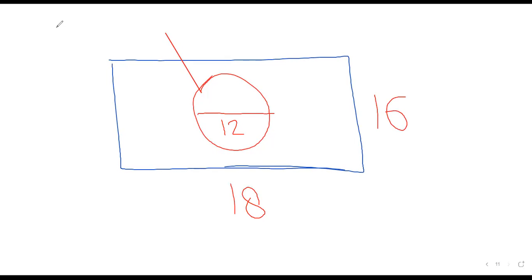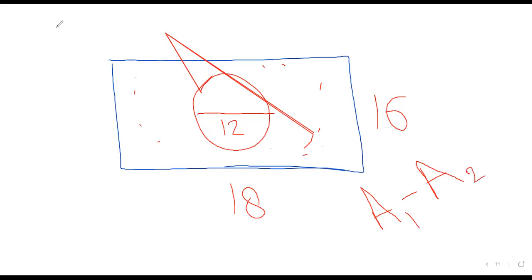The area of the exposed floor is the difference between the area of the entire floor and the area of the rug. First, find the area of the entire floor. So it's very simple now. You will have to find this uncovered area: the area of the rectangle, that is A1, minus the area of the circle, that is the rug, A2. You will get your answer.